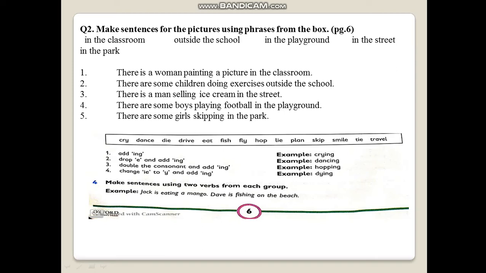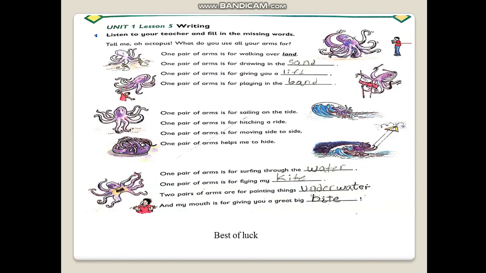This is how you have to do this question and this question. You have to make sentences by using 2 words from each group. This is your home task. Now come towards page number 7.